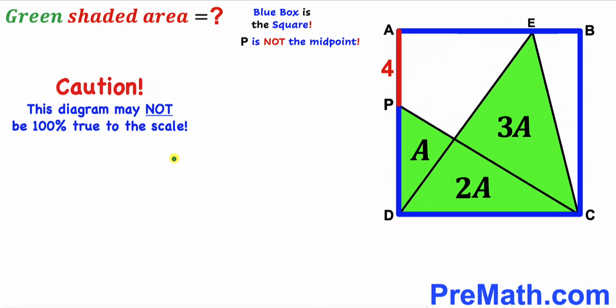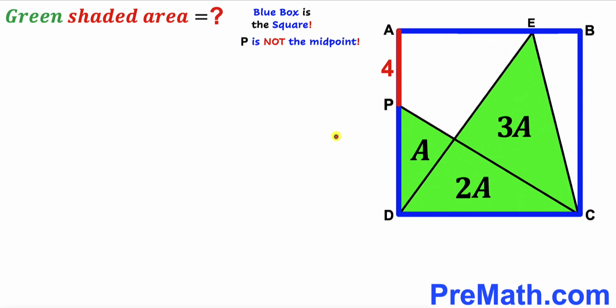Please keep in mind that this figure may not be 100% true to scale. Let's go ahead and get started. Here's our very first step. Since we are interested in calculating the area of the green shaded region, and we know this green shaded region consists of these 3 triangles, this triangle, and finally this triangle, our task is to find the value of area uppercase A.